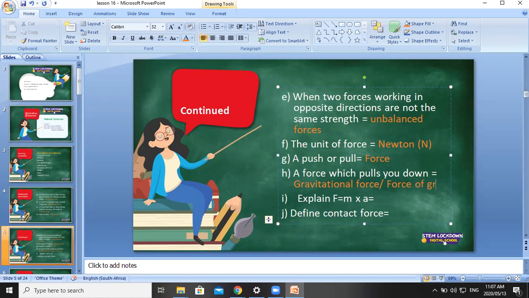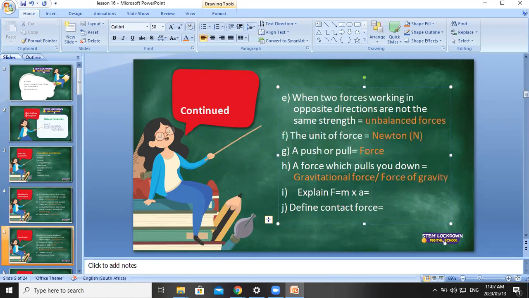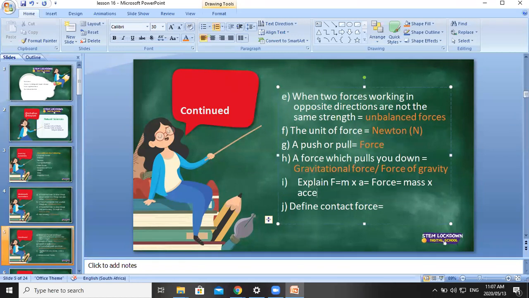Then we're also looking at explain F equals MA. They said you must explain where symbols have their usual meaning. So we all know that F is force. So we can say force is equal to mass multiplied by acceleration. I'm going to explain this, grade 9.